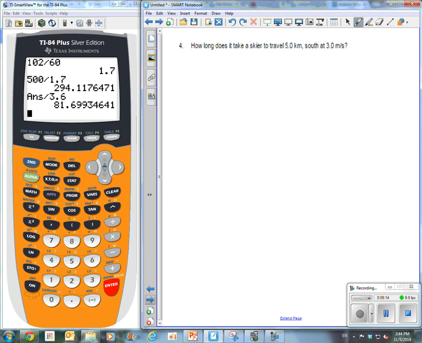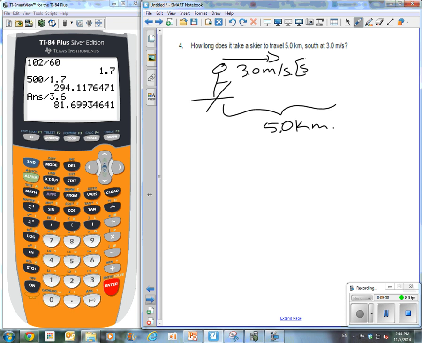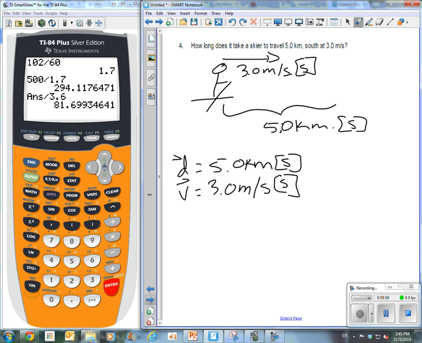All right, last question here before we learn something new. How long does it take a skier to travel 5 kilometers south at 3 meters per second? Well, I've got my skier here. Look at him ski. Beautiful. He travels 5.0 kilometers, and he is traveling at a velocity of 3.0 meters per second. We're going to assume that that is south since he covered the 5 kilometers south. So I've got 5.0 kilometers south. That is a displacement. It is telling me also 3.0 meters per second, and we've assumed south. That is his velocity.